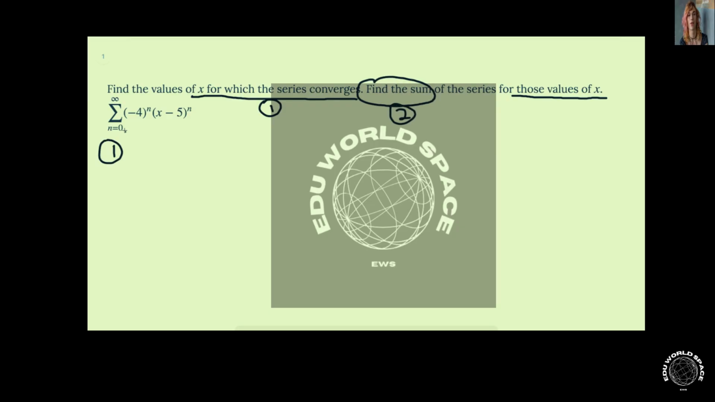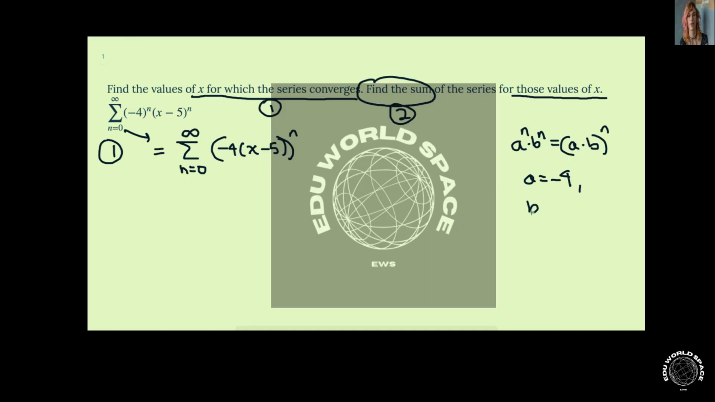So for the first step, the first thing I would do here is to rewrite this, since it's actually a geometric series, but kind of in disguise the way that it's written. So I'll rewrite this by pulling out the n. And the reason I can do that, I'm just using this fact here that you've seen before, your laws of exponents. You could always do this. So I'm just using this fact with a equals minus 4, b equals x minus 5.